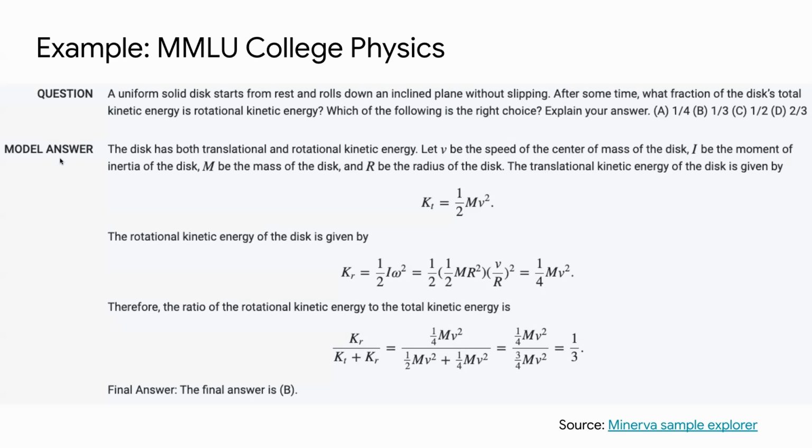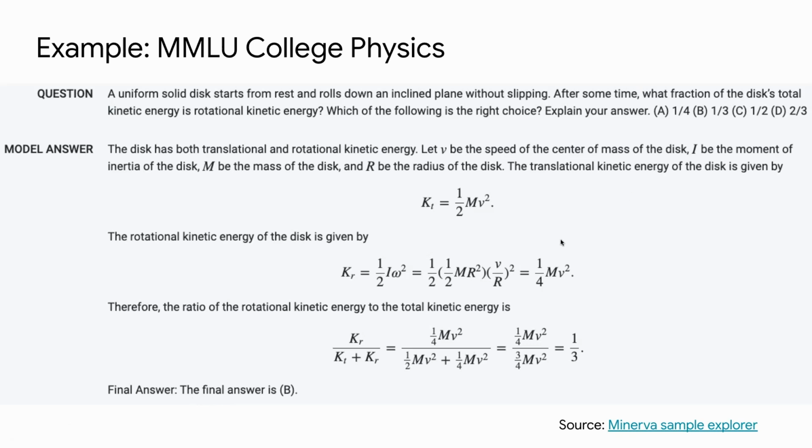And this is what Minerva, the model we trained, produced. And I want to emphasize that this is produced token by token. The whole procedure as I described it before is the same here. We take this as input, and then we start sampling from the model token by token, and this is what it does. It says the disk has both translational and rotational kinetic energy. It introduces some symbols for the speed and the moment of inertia and so on. And then it writes down the formula for the kinetic energy. It writes down the formula for the rotational kinetic energy. Here there is the moment of inertia, so it puts that in, which I had to check for myself is correct because I don't remember the moment of inertia for a solid disk. It simplifies things a bit and then says, okay, therefore the ratio is this, plugs in the formulas, simplifies, gets the 1/3, and then says, okay, so the final answer is B.